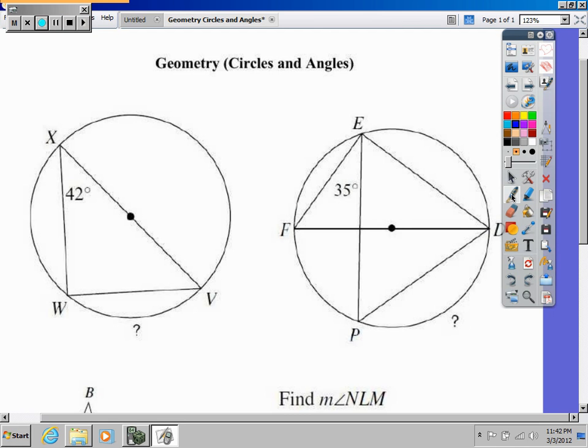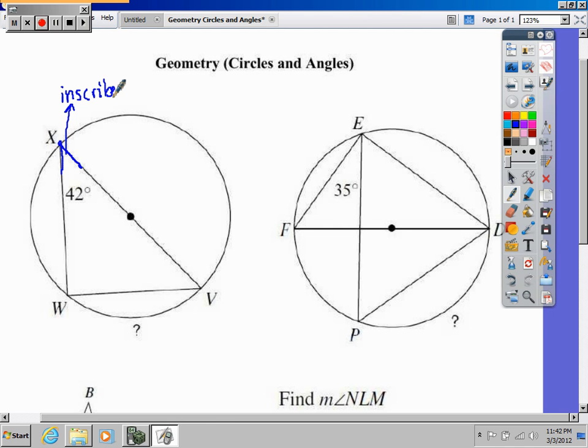In this lesson, I'm going to review some of the properties of circles and angles inside of circles. So this first diagram, we have a 42-degree angle. Notice how this angle touches the edge of the circle, just like that. That is actually called an inscribed angle.